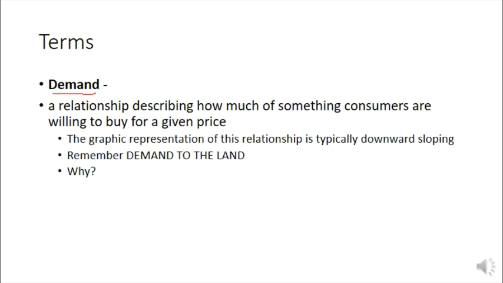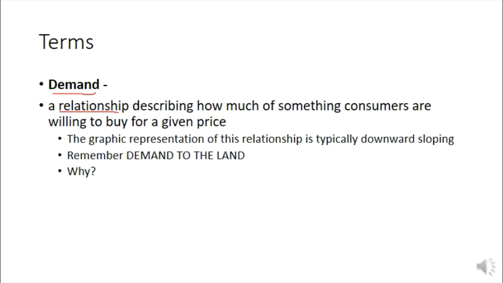And that's because demand is not a number. This is a key thing to keep in mind. Demand is a relationship, and it is an inverse relationship. It's the relationship describing how much of something consumers are willing and able to buy at a given price. That's a little bit verbose, but think about your own experience as a consumer. Think about what you are willing and able to buy at a given price.